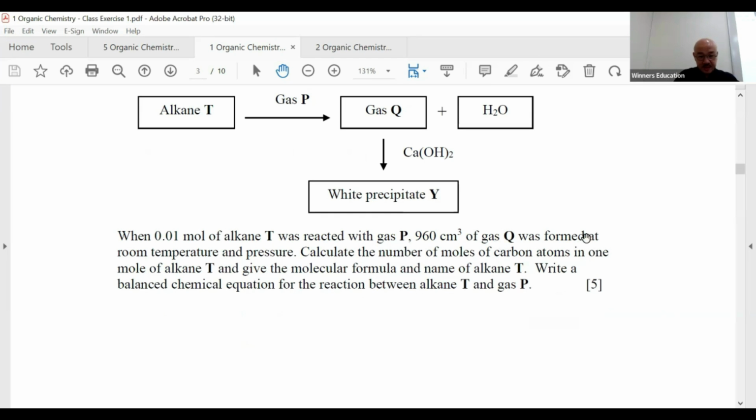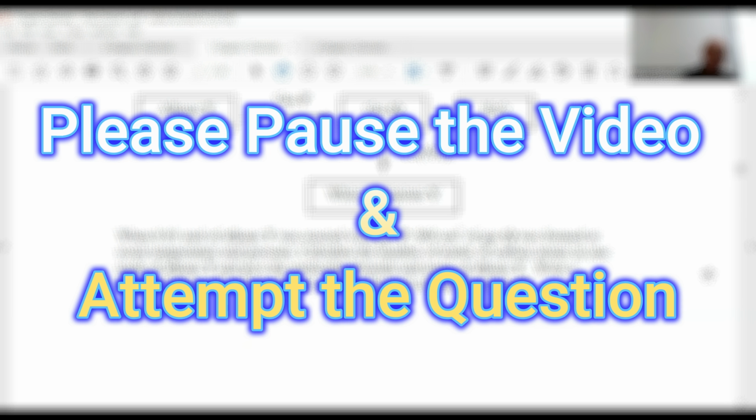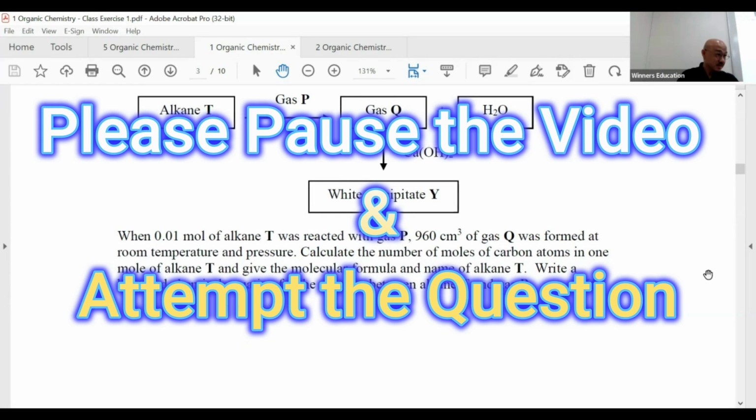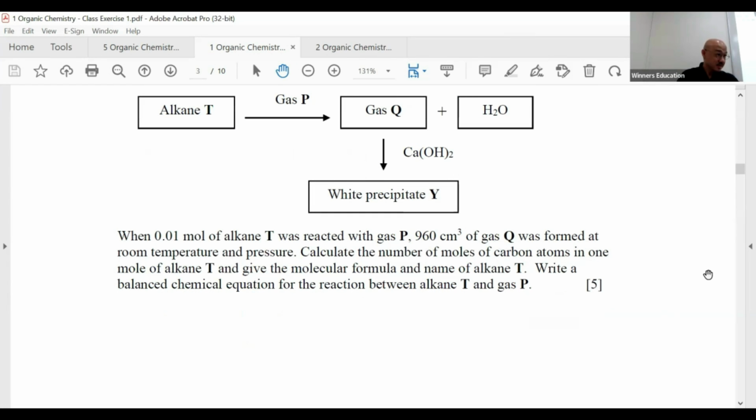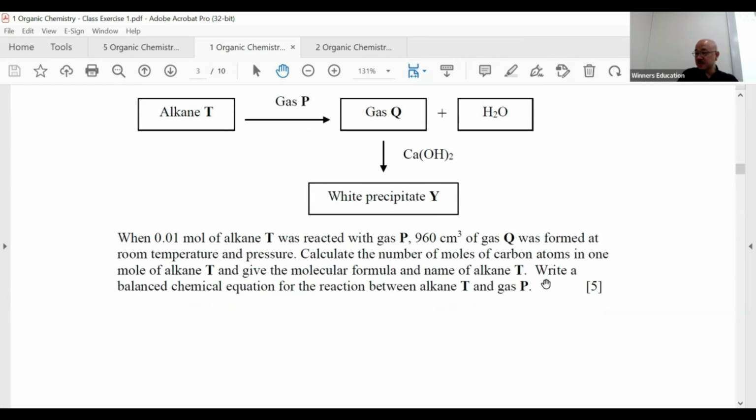Let me show you what's happening in this question. 5 marks. So this is probably the first, if not the second time, I'm showing you a mole question in organic chem, very common, and most students cannot handle it, because they're not used to it. But it's not difficult. The way we play mole is a bit different.